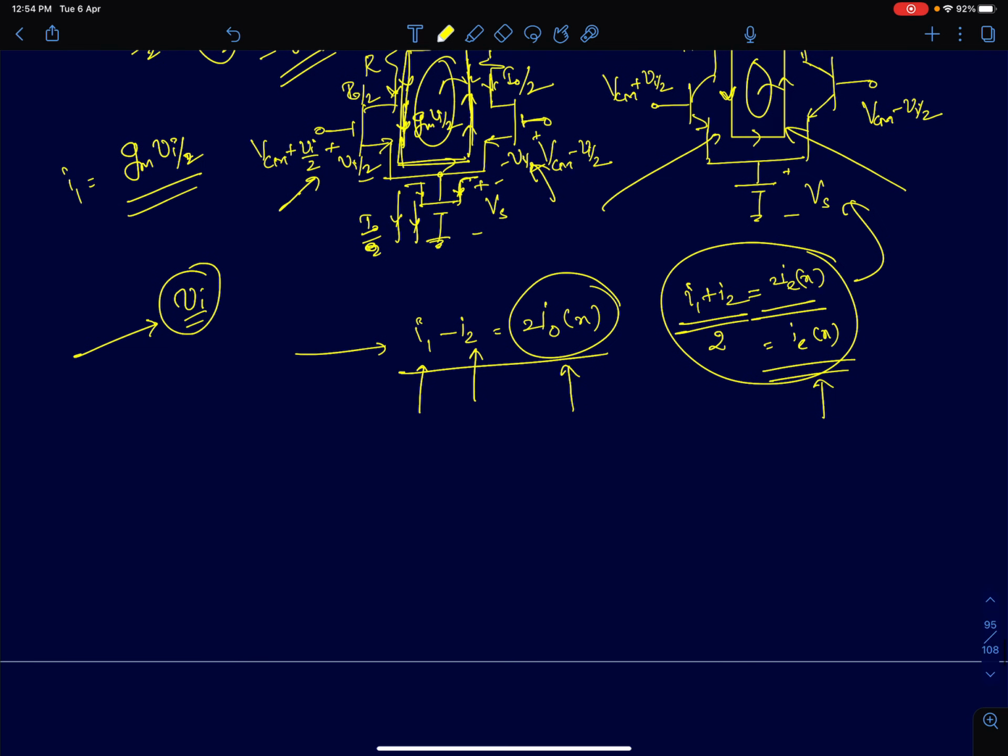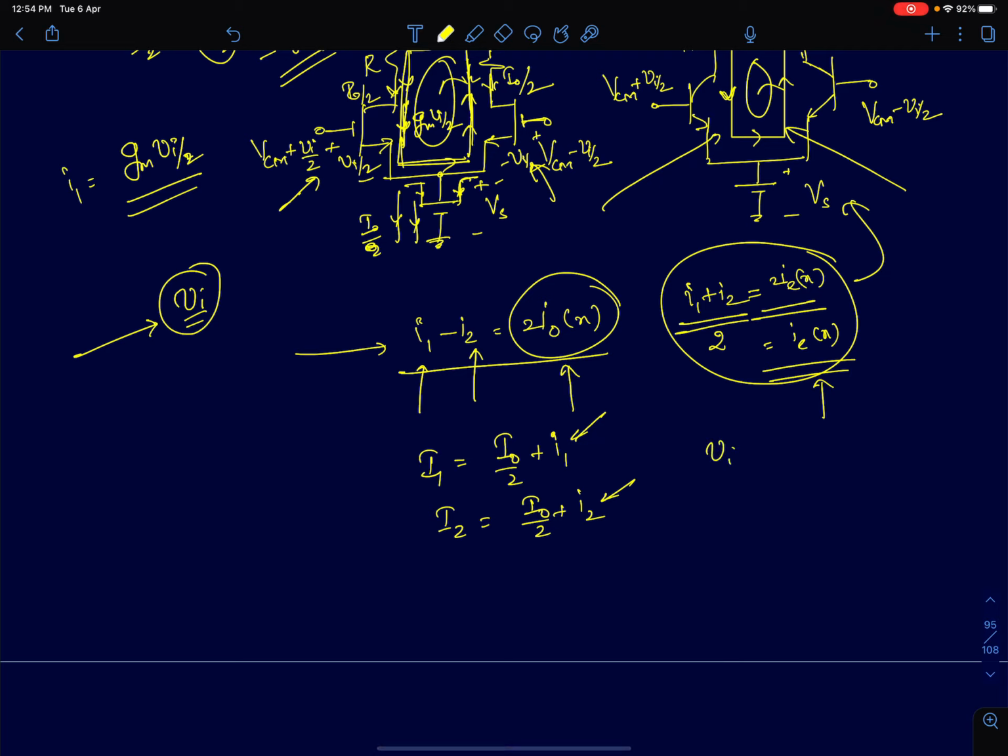So here when I write I1, capital I1 represents both the DC current and the large signal current. I can write it as I0 by 2 plus small I1, and I2 can be written as I0 by 2 plus small I2. The currents small I1 and small I2 here represent the signal part of the current. It can be both odd and even harmonic current, but the signal part of current.